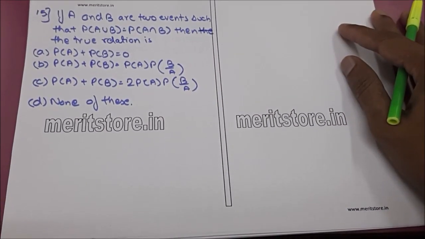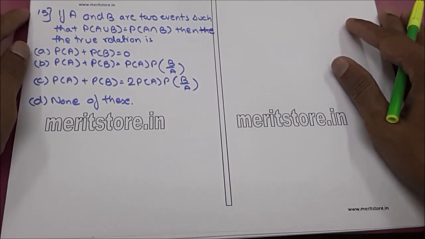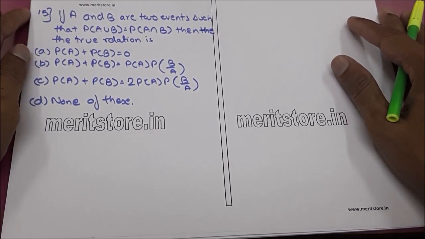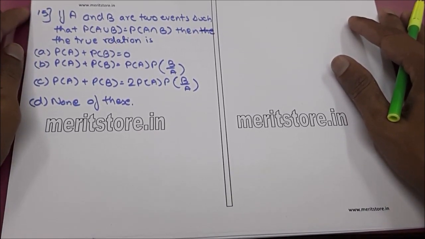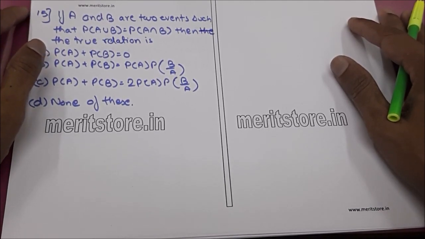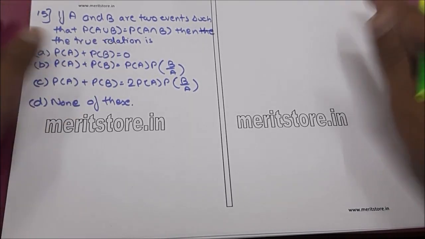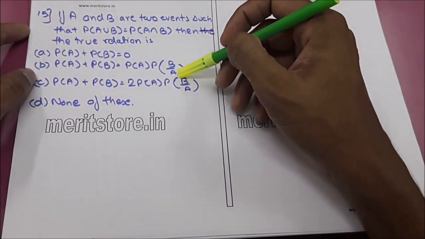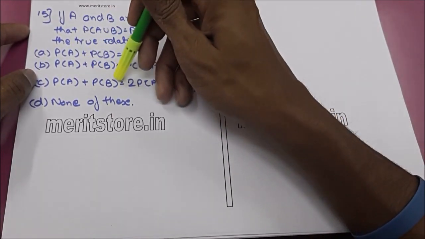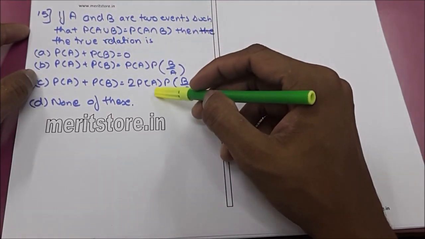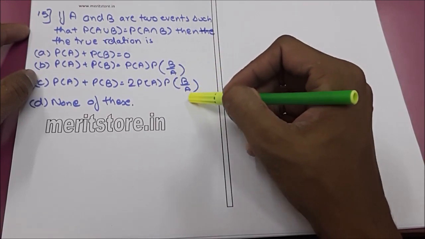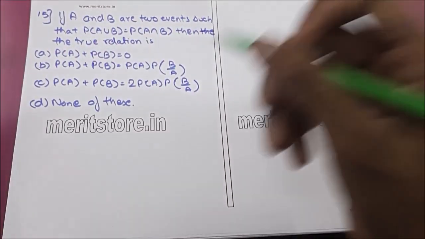Question 15. If A and B are two events such that probability of A union B is equal to probability of A intersection B, then the true relation is, we have four options. A, probability of A plus probability of B is equal to 0. B, probability of A plus probability of B is equal to probability of A into probability of B upon A. C, probability of A plus probability of B is equal to 2 into P of A, P of B upon A. D, none of these.